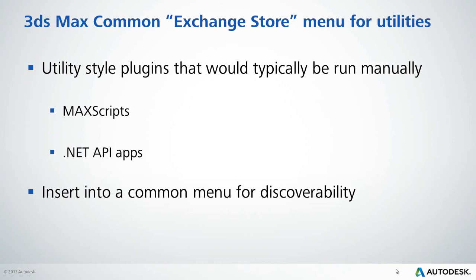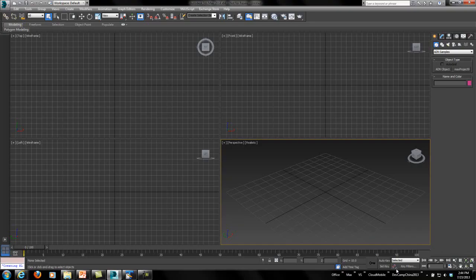So let's talk about this common Exchange Store menu. It's meant mainly for utility type plugins. For example, if you have a Max script that's just running one type of thing, even if it has its own UI, that's fine, but you need to get that Max script to execute somehow. So if you just have one or two entry points into your apps, it's fine to use this common Exchange Store menu. Let's just flip over to Max and take a look at where this resides again.